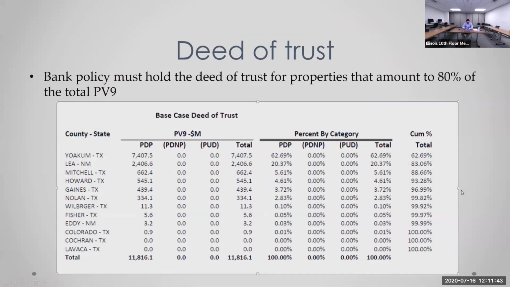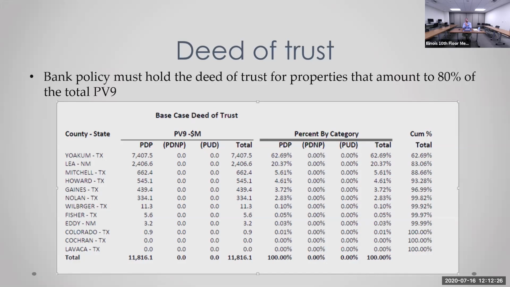Okay, so deeds of trust. Deeds of trust, again, like I was talking about earlier in the presentation. If a borrower comes in and they want money, we as a bank have to make sure that we are secured. The borrower can't just go behind our back and sell the properties, right? So the bank must hold a deed of trust for properties that amount to 80% of the total PV9. Now that's the bank that I work at, that's their policy. But it's very common to see other banks do the same exact thing. So as long as it's at 80% or higher, the banks are happy.